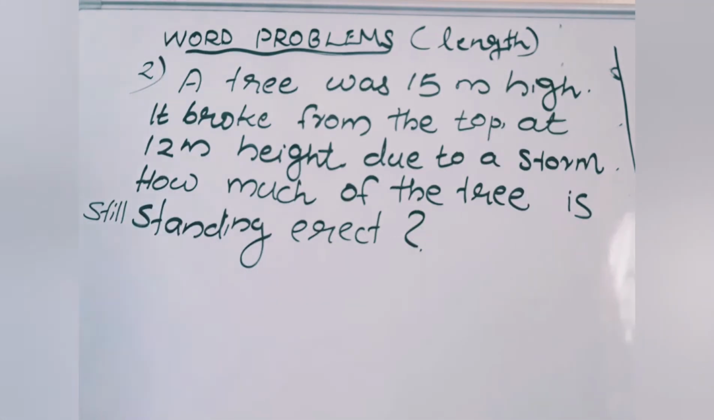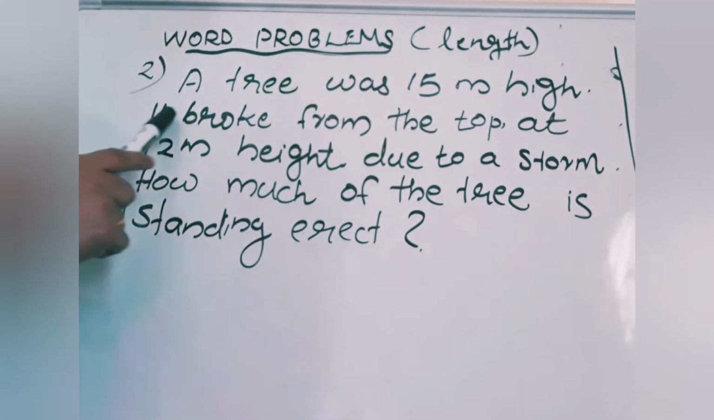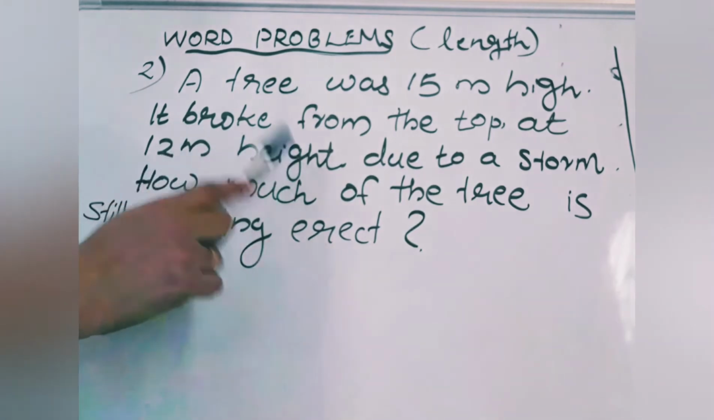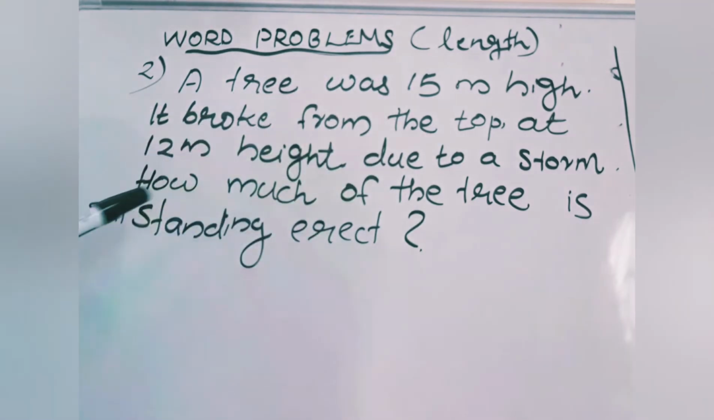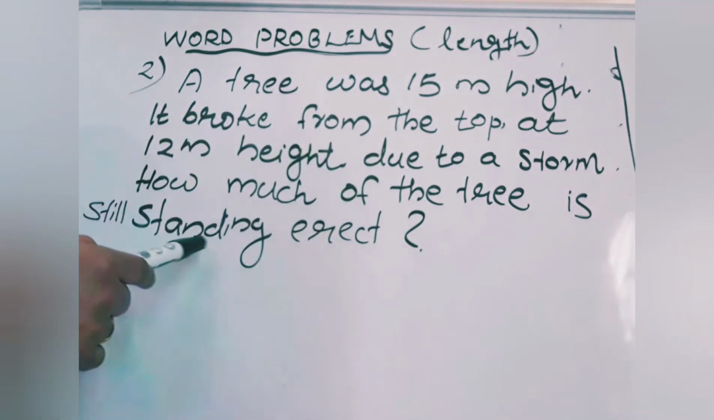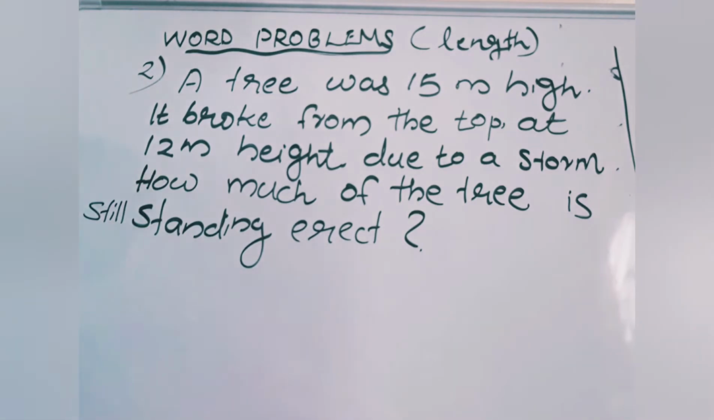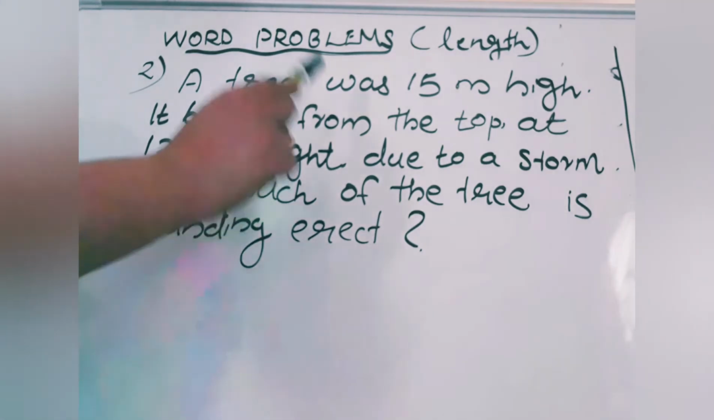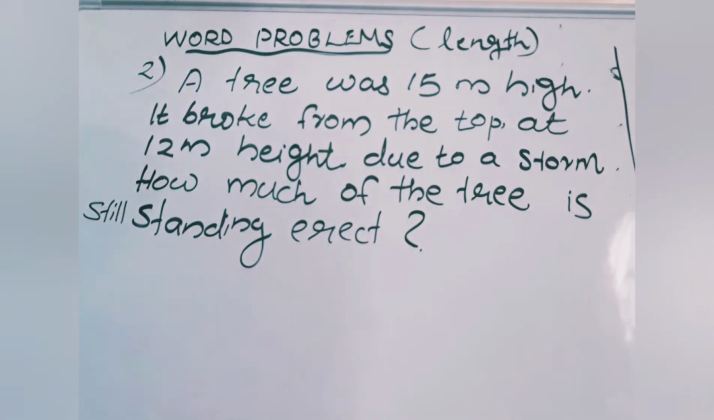Question number 2. A tree was 15 meter high. It broke from the top at 12 meter height due to a storm. How much of the tree is still standing erect? This is a tricky question. Okay, so in total how much? It was 15 meter high. It broke from the top at 12 meter height. So how much of the tree is still standing erect? So let us see.